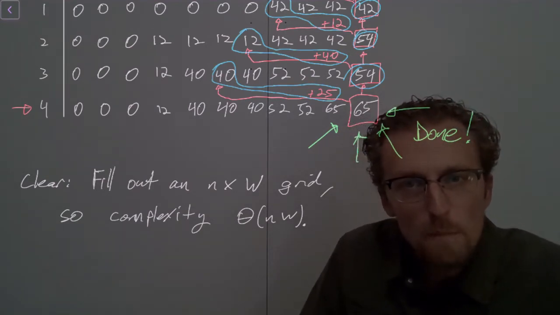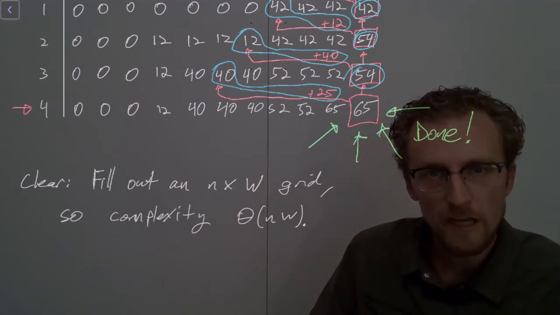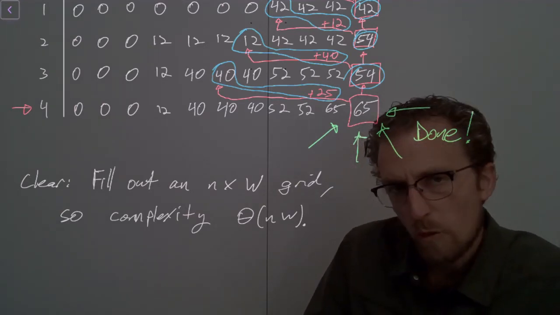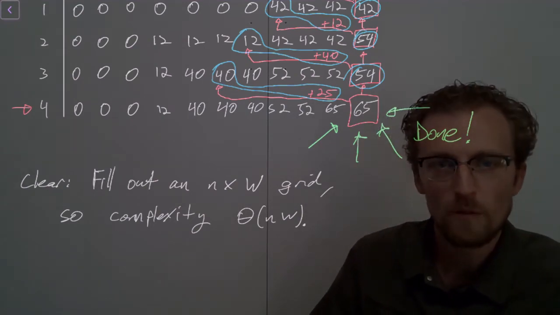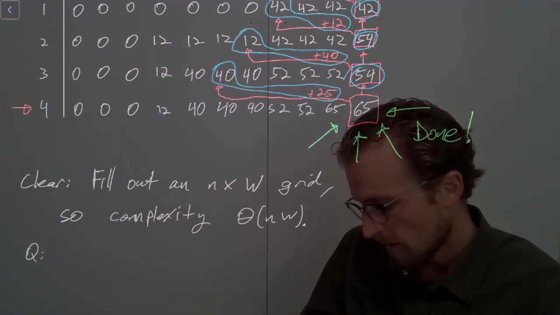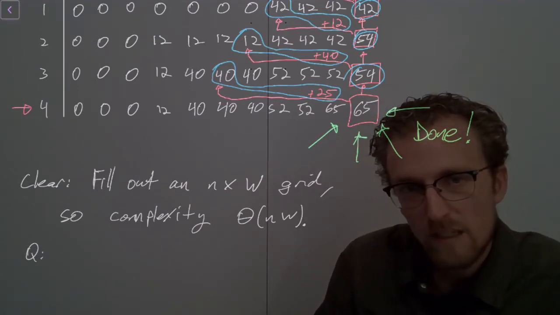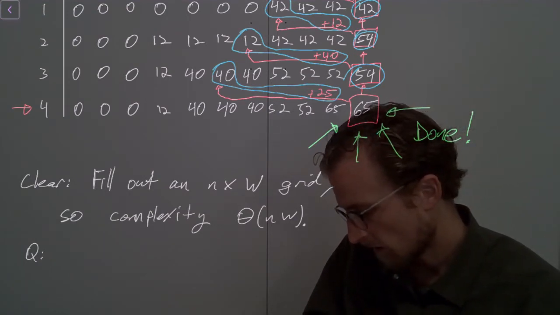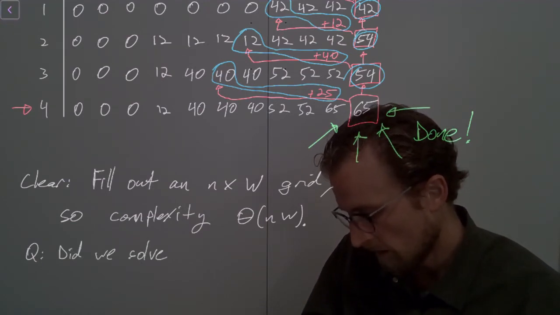But the question is, is this the best we can do? Can we improve upon this big theta of n times w in a meaningful order of growth way? So we're using a DP approach. DP is supposed to be about intelligently solving only the subproblems that need to be solved. So the question remains: we certainly didn't solve any subproblems more than once, but did we solve as few subproblems as we can get away with? Did we solve unnecessarily many subproblems?